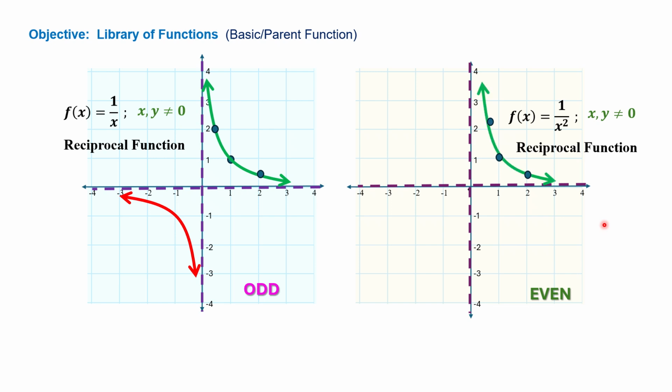And then now, instead of reflecting about the origin like on the first one, since this function is an even function, we will reflect this curve about the y-axis. So that completes the graph of the reciprocal function. So these are the basic functions. Actually, there's more, but we can discuss that in the next sections.